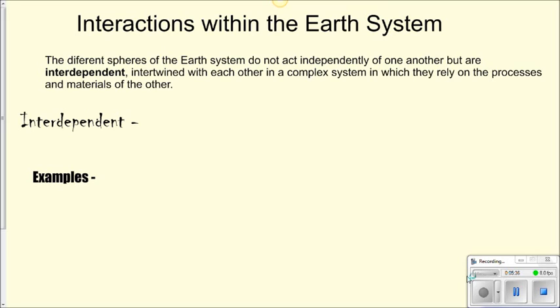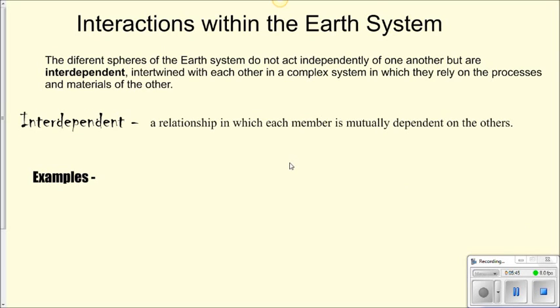It has to be a part of the Earth as a system. It's intertwined. And so I want to talk a little bit about that word, interdependent. Here's a definition for you. It's a relationship in which each member is mutually dependent on the other. So it's essential that all of the components work together, and our Earth system is a great example of interdependence.